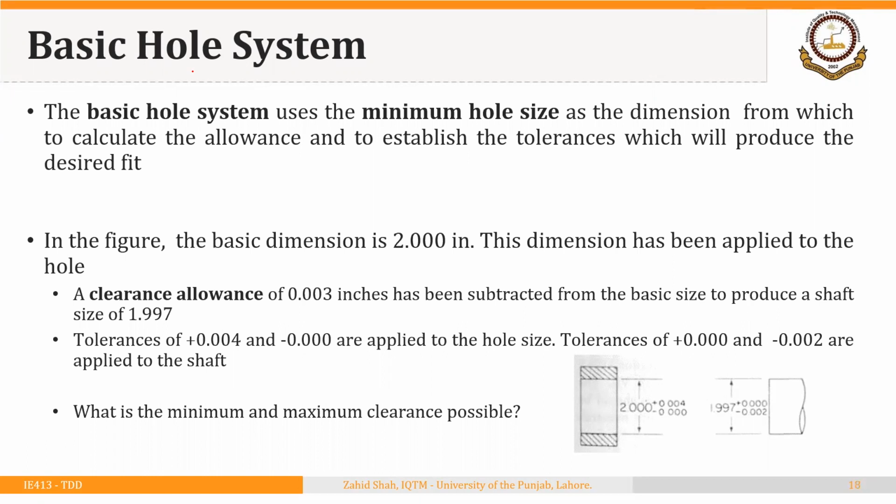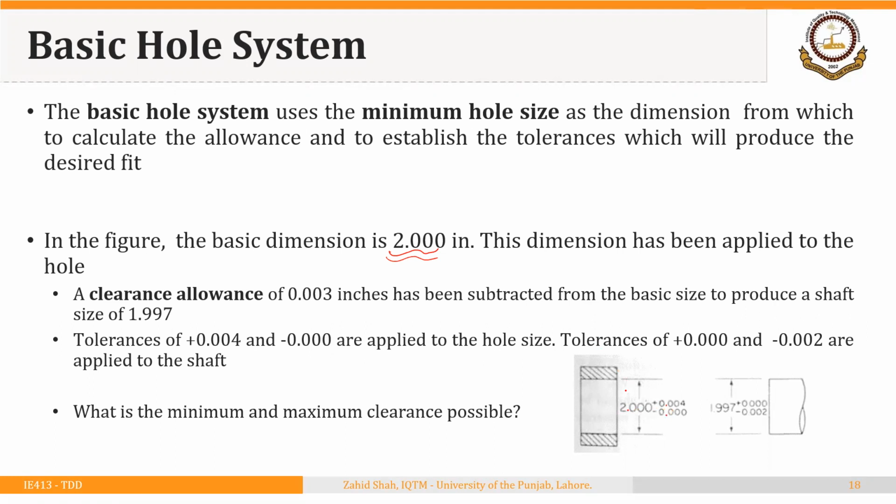In the figure, the basic dimension is 2.000 inches. This dimension has been applied to the hole. So this is basically the size of the fit. So that becomes the basic size of the hole. And as I mentioned already in the previous segment, we will be using unilateral tolerances in the design of fits. So the upper limit is added to this basic size of the hole and there is zero lower limit, or there is actually no lower limit that is applied to this basic size.